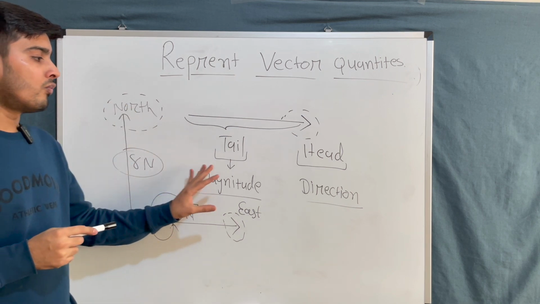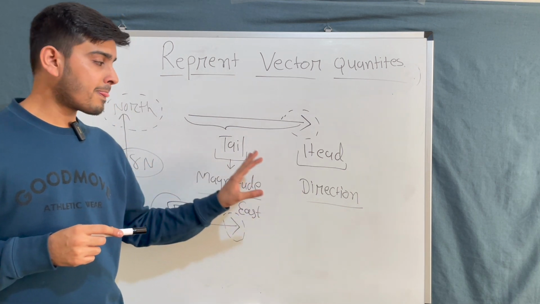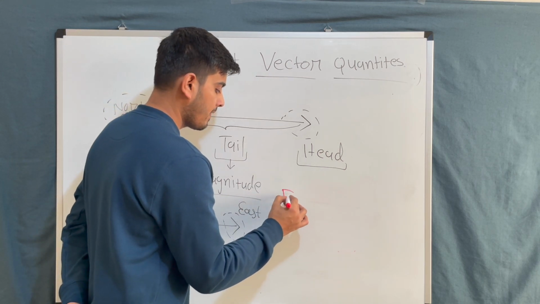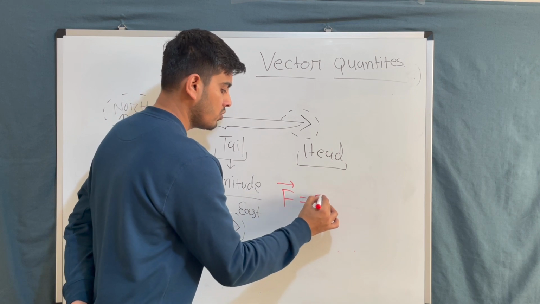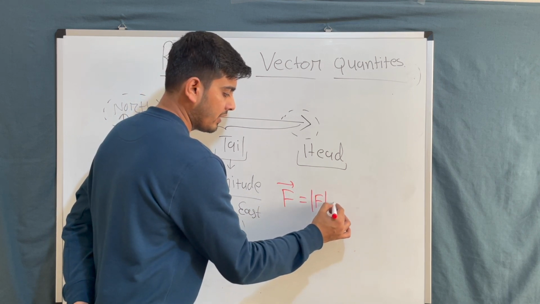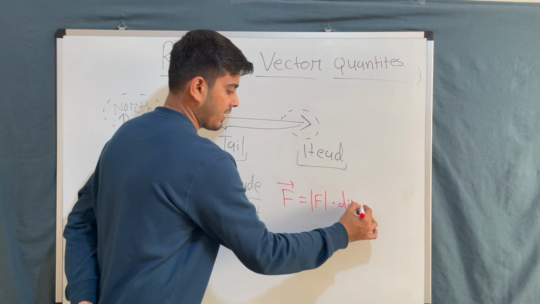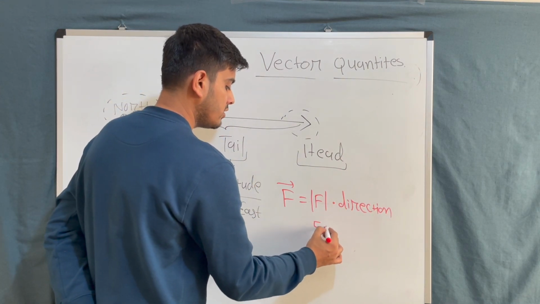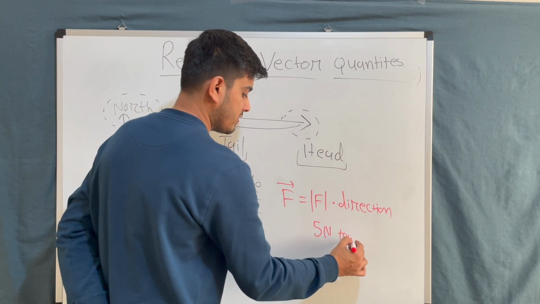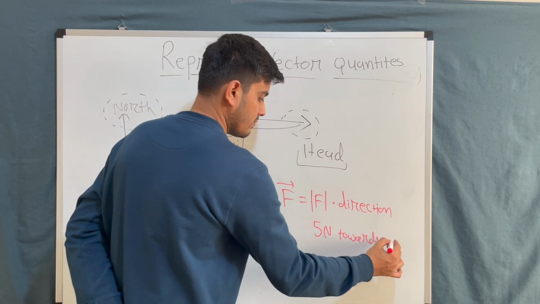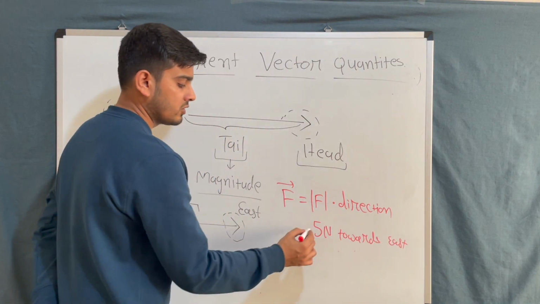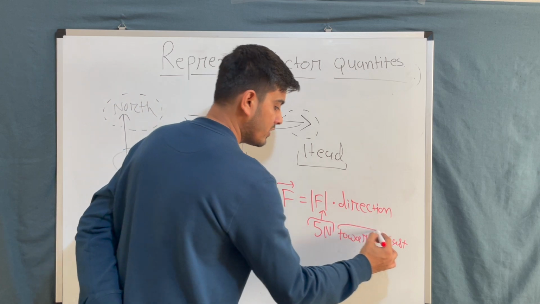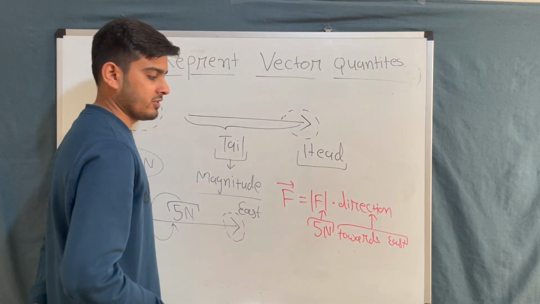So this is how we represent any vector quantity, and we represent a vector quantity as a formula. F is equal to magnitude of F into direction. So when we write 5 Newton towards east, this 5 Newton is the mod F, and towards east is your direction.